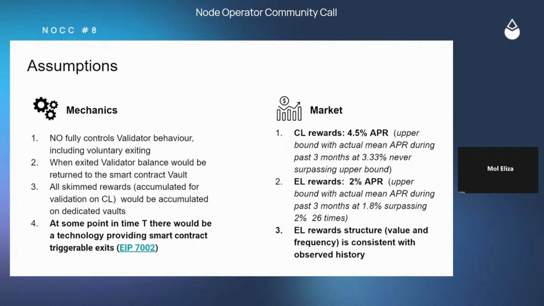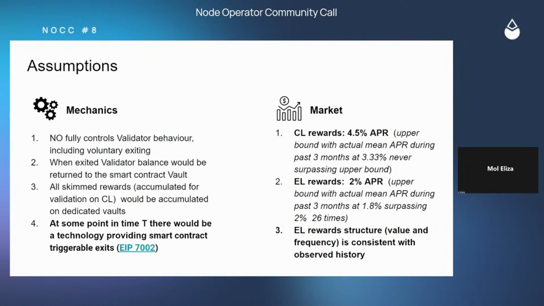And for market assumptions, the most crucial parts are the level of CL rewards and the level of EL rewards, which we're taking to some generous numbers, and also the EL reward structure, which impacts the amount of risk damage that could be provided. And for our approach, we used the assumption of a consistent nature of the EL reward structures in terms of distribution and median values.